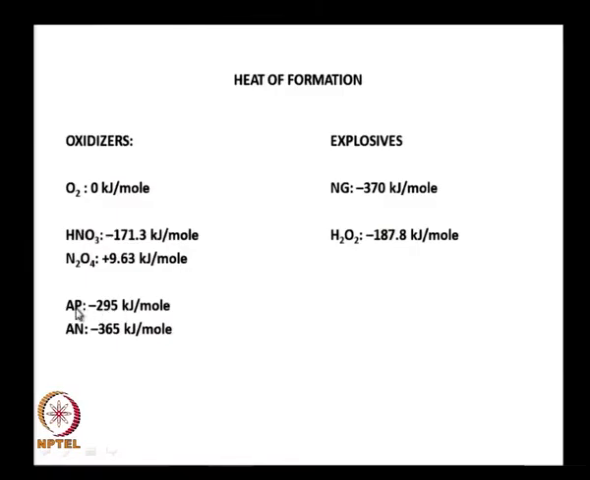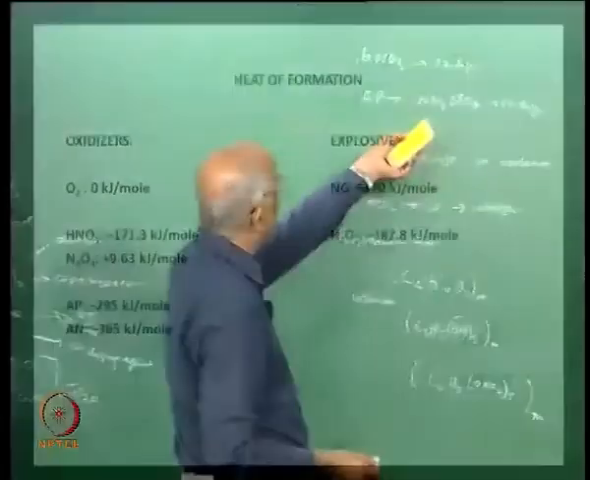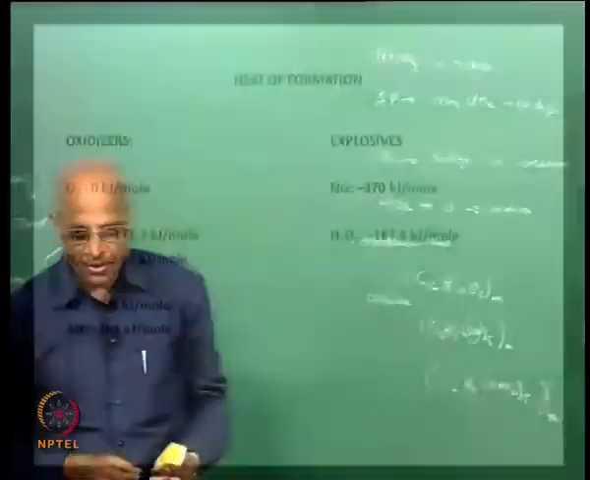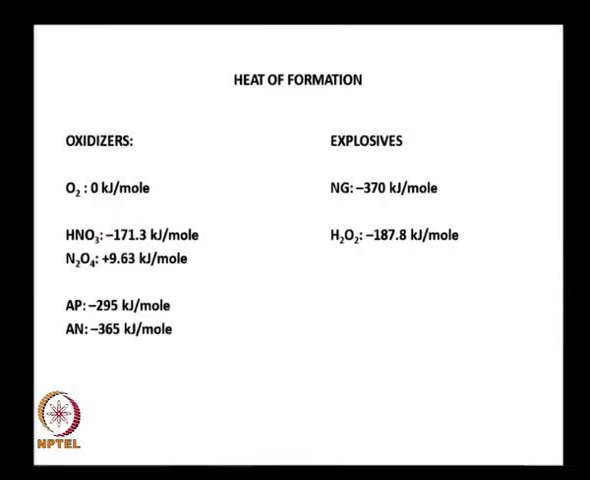Talking in terms of other oxidizers, solid ammonium perchlorate, NH4ClO4, which I just now said, has a heat of formation of something like minus 295. If instead of the perchlorate radical I use the nitrate radical, NH4NO3, I have a heat of formation of minus 365. Therefore, you see the heat of formation also varies widely, and for certain explosives like nitroglycerin it is minus 370, for hydrogen peroxide it is minus 187.